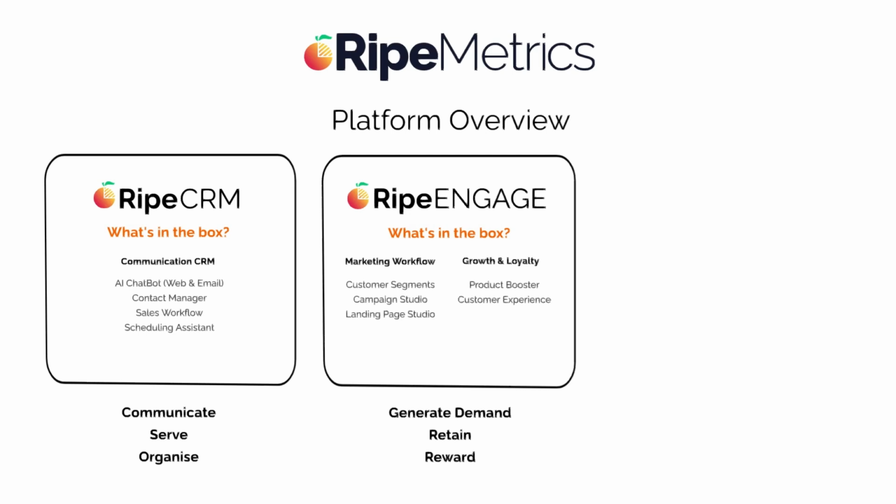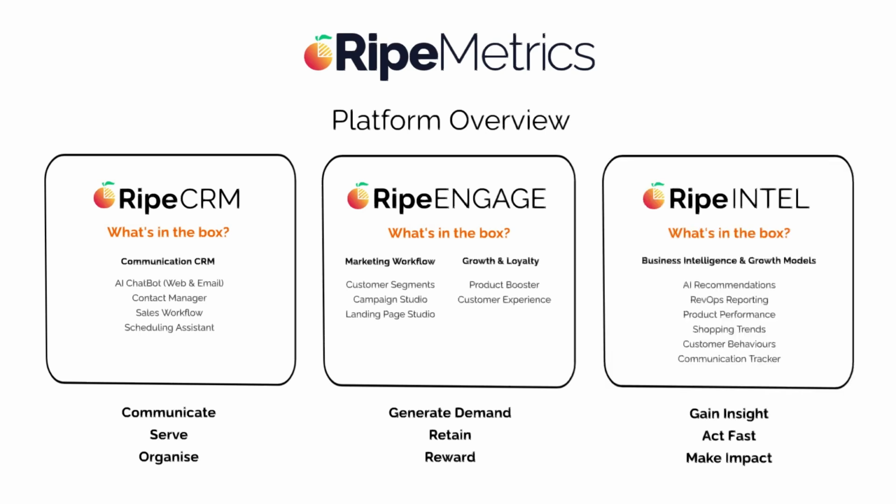RipeENGAGE then uses AI to organize customer contacts into segments and design marketing campaigns that will connect with their specific needs, as well as help you with running loyalty, reward, and community programs. Finally, RipeINTEL pulls data from your communication channels and point-of-sale system to serve up AI recommendations aimed at improving both business performance and customer experience.